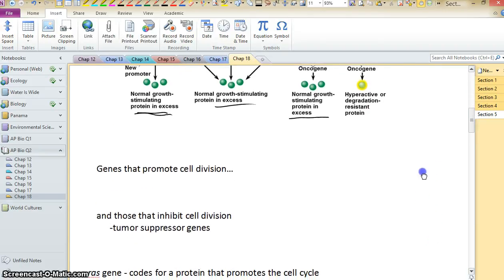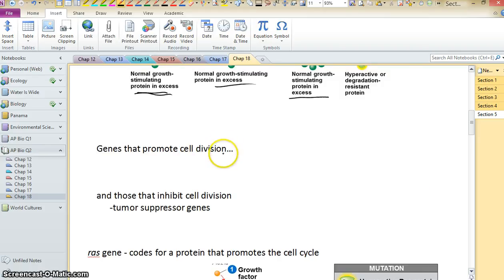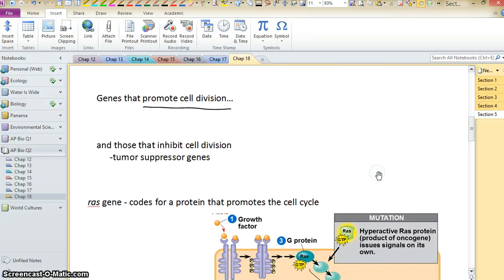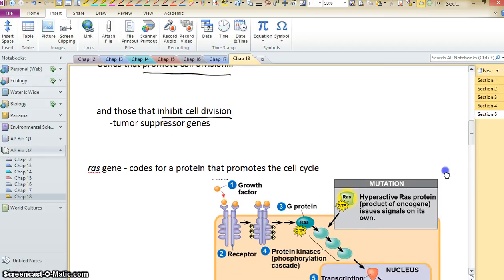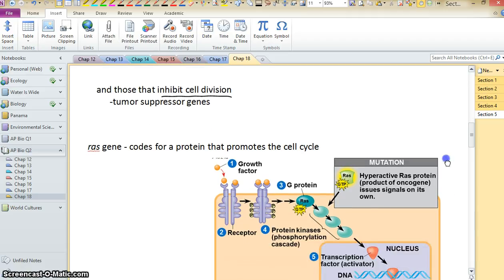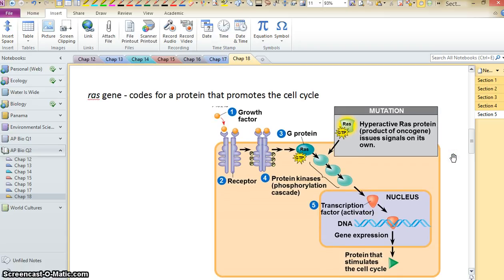So again, these proto-oncogenes control the cell cycle, and you can either have some that promote the cell cycle that become modified, or those that inhibit the cell cycle and become modified. An example we have of one that promotes the cell cycle is what's called a RAS gene. It's essentially responsible for making a protein that stimulates the cell cycle.